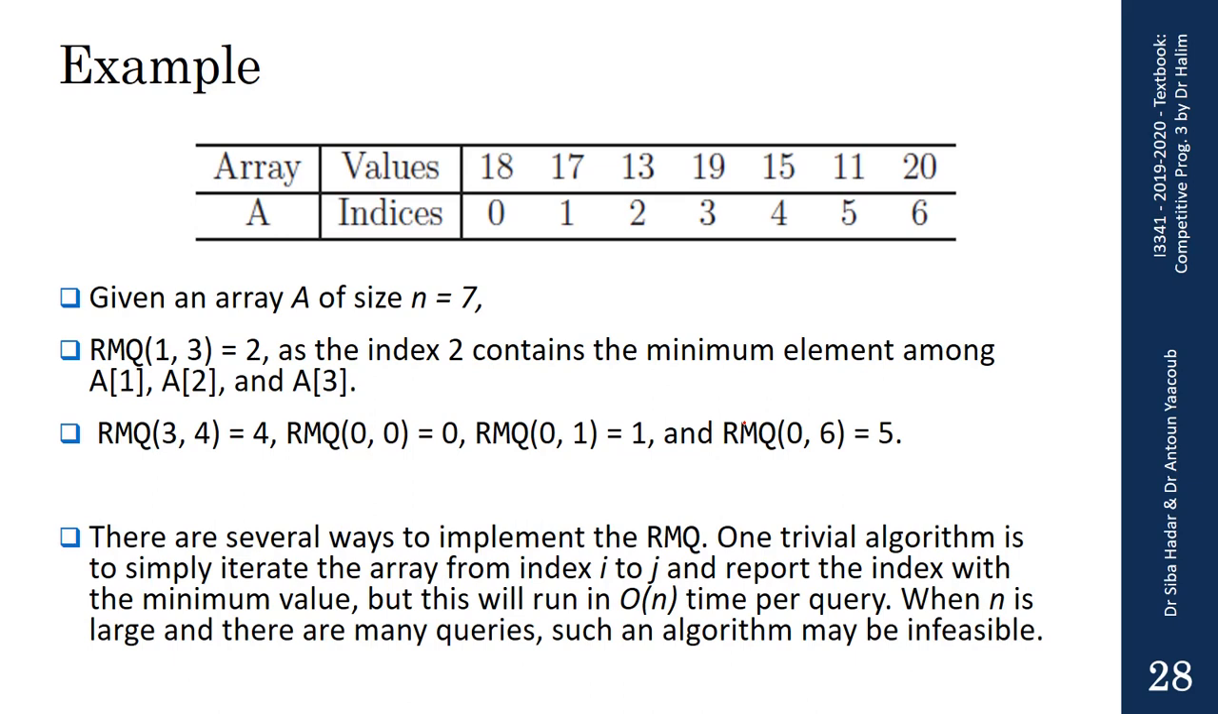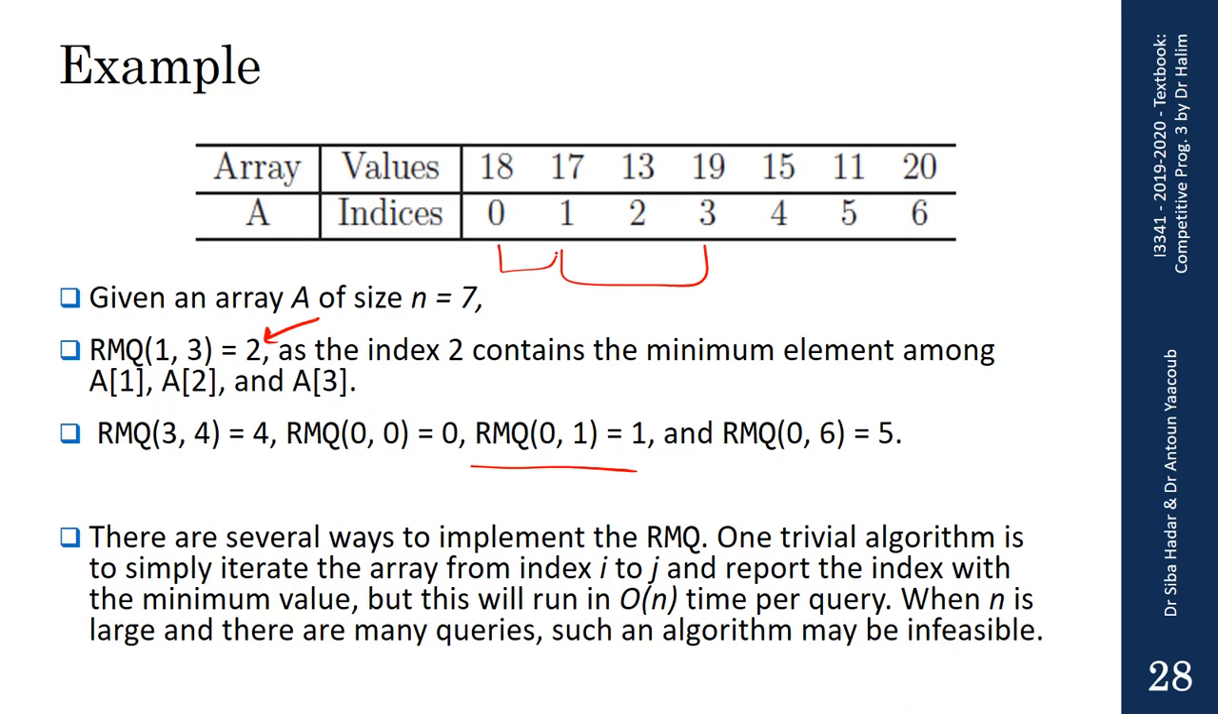Let's take an example. We have this array, with the indices and the values, and we are asked, for example, what is the minimum element between index 1 and index 3. We will say it's index 2, because 13 is smaller than 17 or 9. You can have other questions, like what is the minimum element between index 0 and 1? It will be index 1, and so on.